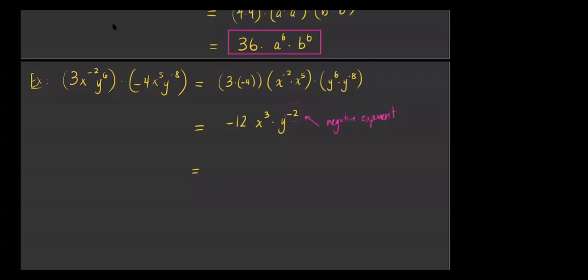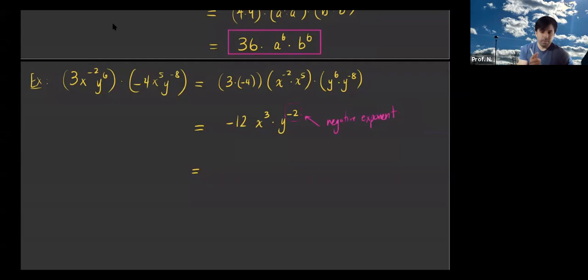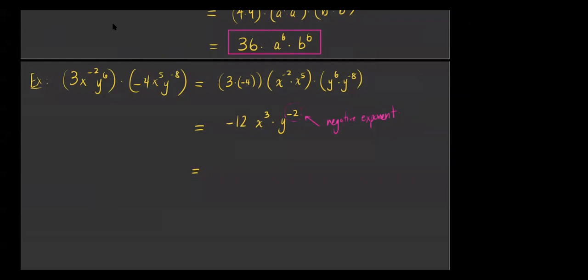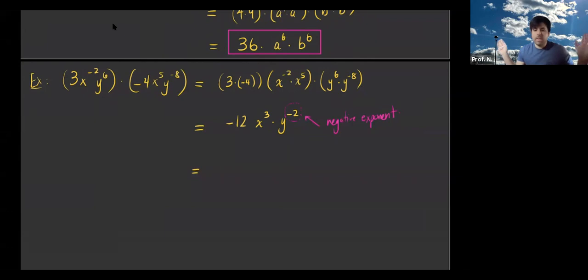In this case, Professor, would you just do 3 plus negative 2 or no? Well, you have to go back to the rule. The rule only applies to same base. The moment there are different bases, you can't even touch it. You can't do anything with the two. So it's negative 12x cubed times 1 over y squared.